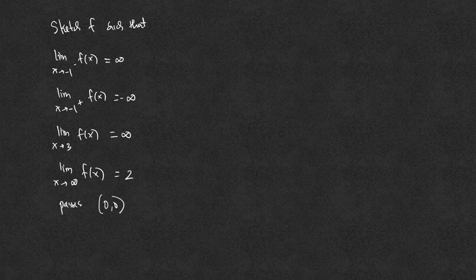Sketch the graph that satisfies these conditions. The first condition is the vertical asymptote. At x equal to -1 from the left, the function increases without bound. And so we have x equals -1 as a vertical asymptote.